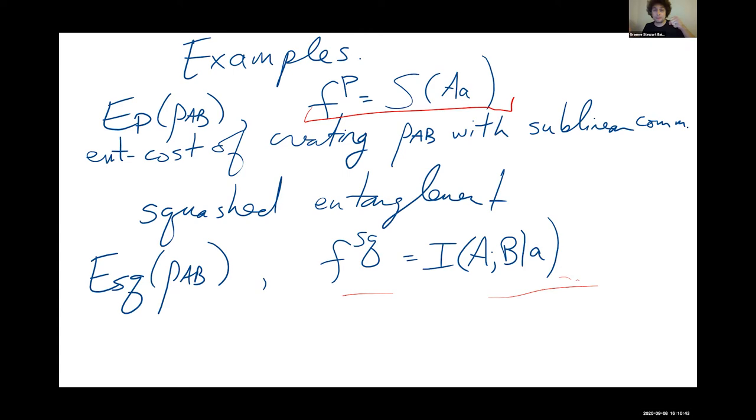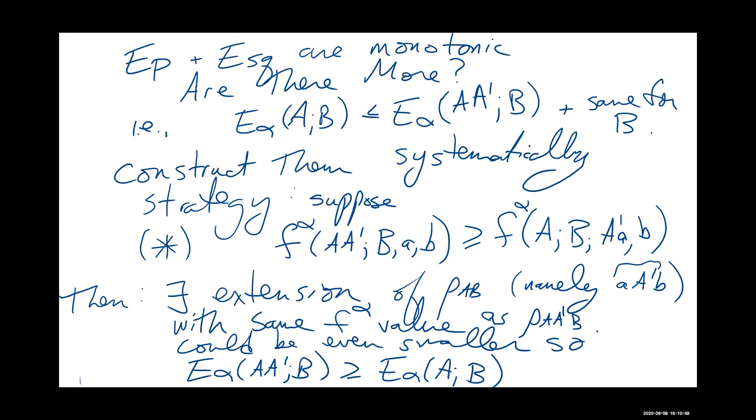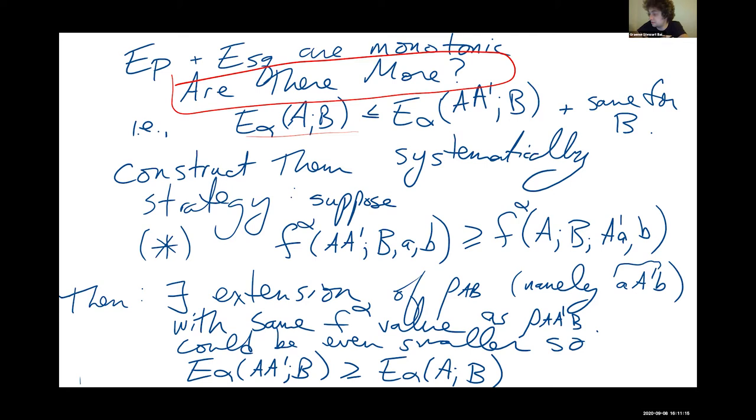Thanks. Sure. So two nice properties of the entanglement of purification and squashed entanglement are that they're monotonic. If you trace out some system on the A side, it can only make the entanglement of purification or squashed entanglement go down. And same thing for B. What we'd like to know is, are there any more? And what I want to talk about is a way to construct these systematically and get, for two parties, a couple of extra monotones, and for more parties, an awful lot of extra monotones.